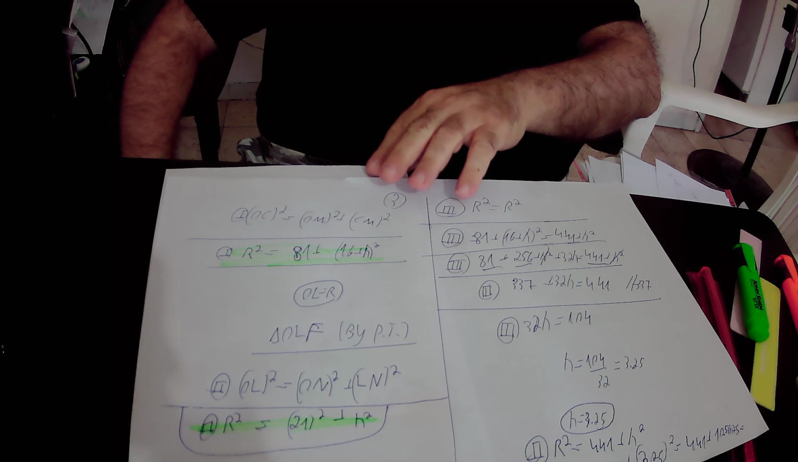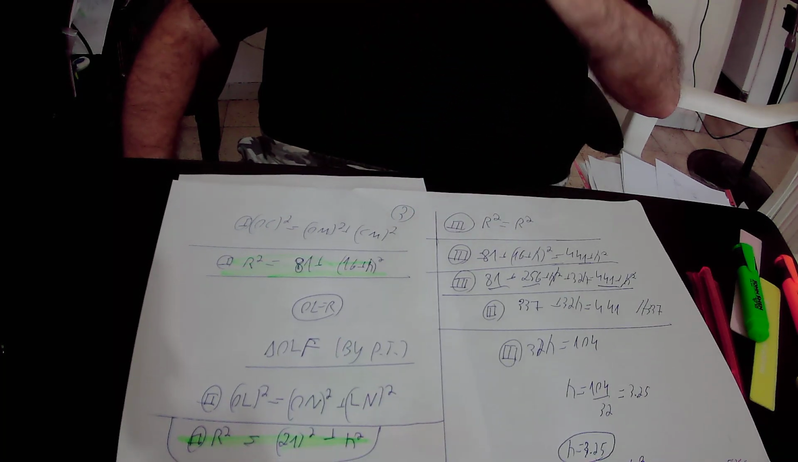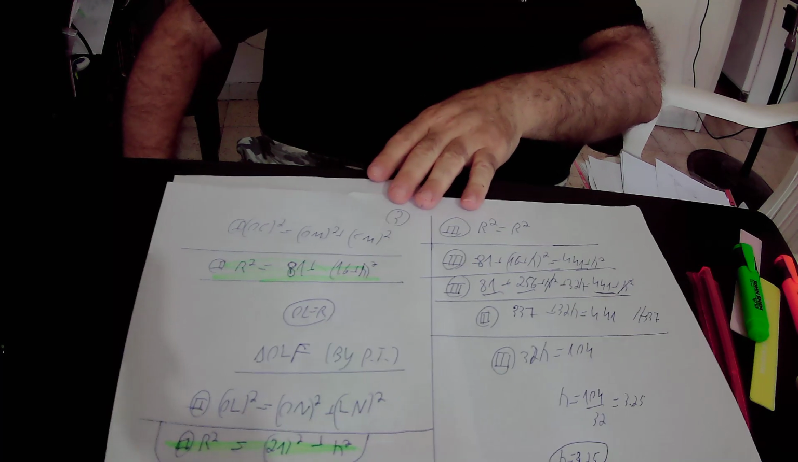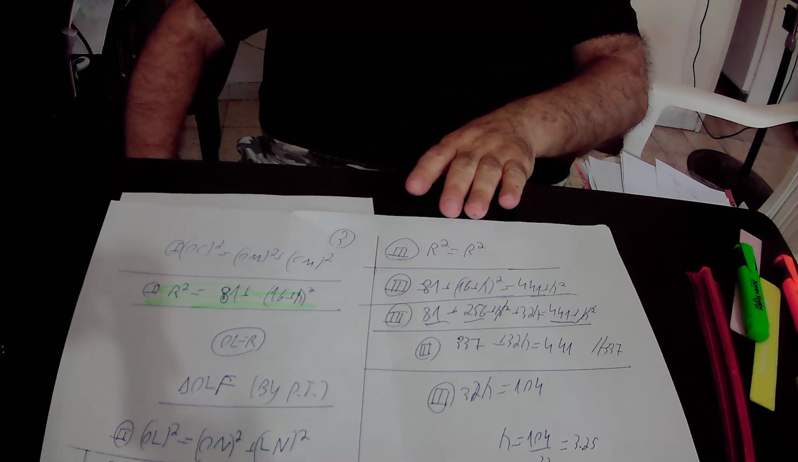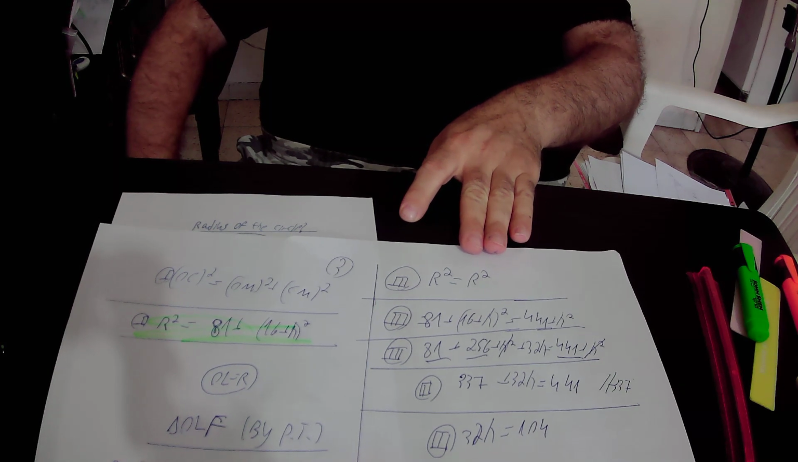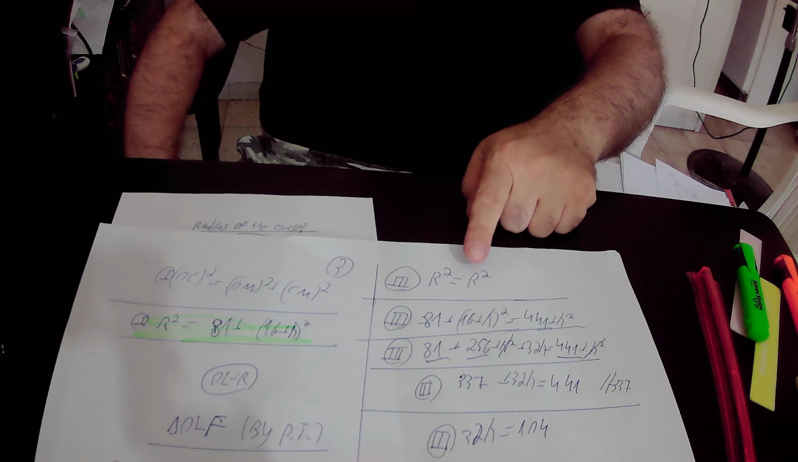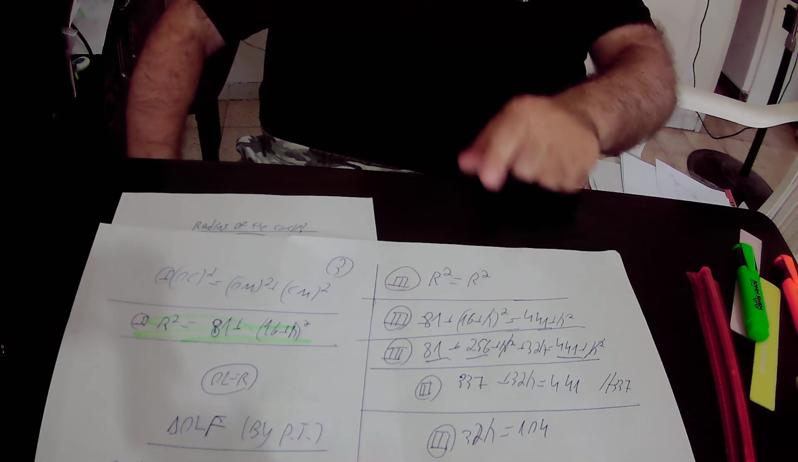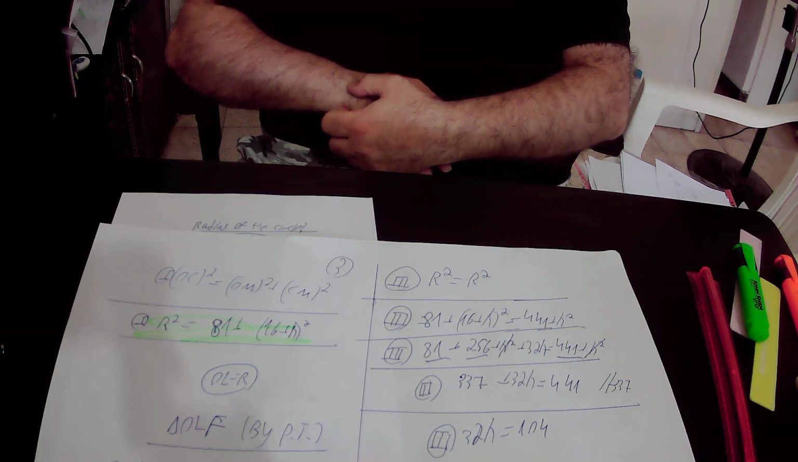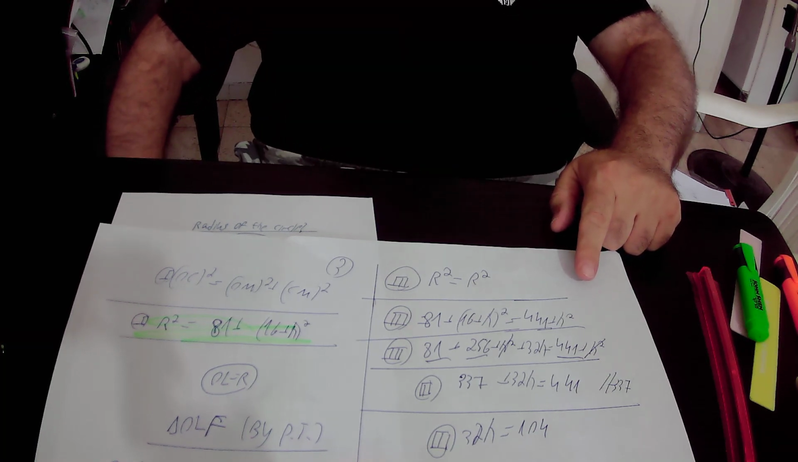So we have two different expressions for R square, that is the radius of the quarter circle. Therefore, we create equation number 3 that states that R square according to equation number 1 must be equal to R square according to equation number 2. So R square according to equation number 1 is 81 plus (16 plus H) squared, and it must be equal to R square according to equation number 2, that is 441 plus H square.